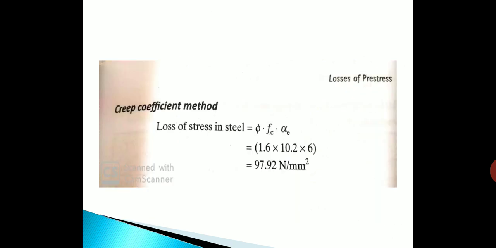Now next, using the creep coefficient method, the loss is calculated by substituting the values, and we get the loss as 97.92 Newton per mm square. Hence, we find that the loss which we got using the creep coefficient method is greater than the loss which we got by the other method. So this is just a small example to make you understand the effect of creep.